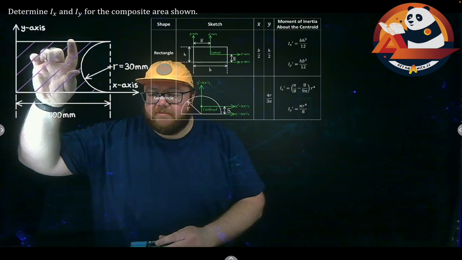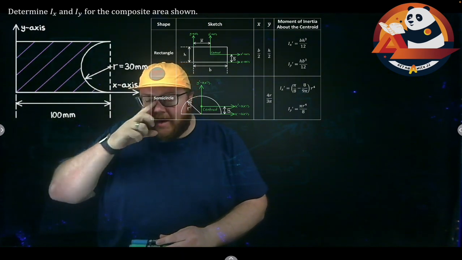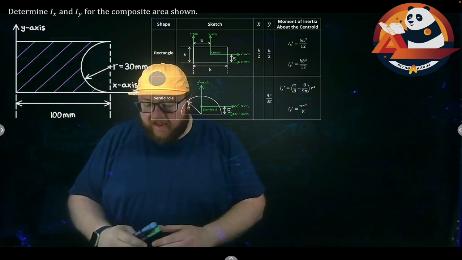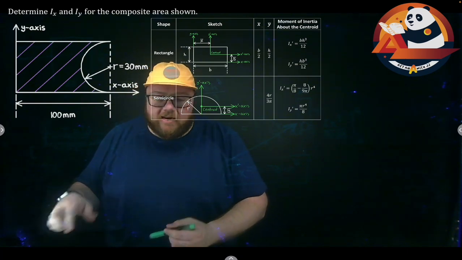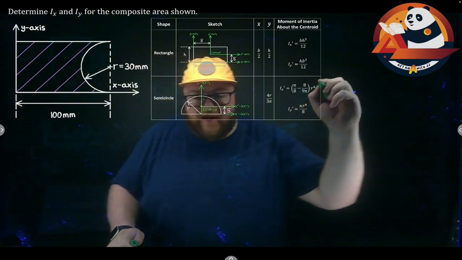Let's tackle an example problem. So we're going to say, let's find Ix and Iy for our composite area that we have here. Let's come in and just recap a little bit. We're going to need to use the parallel axis theorem for this.